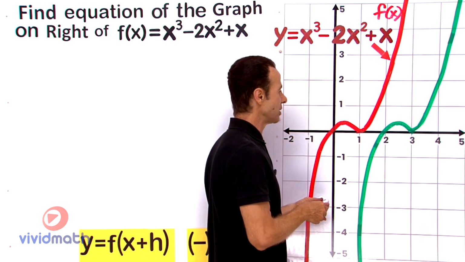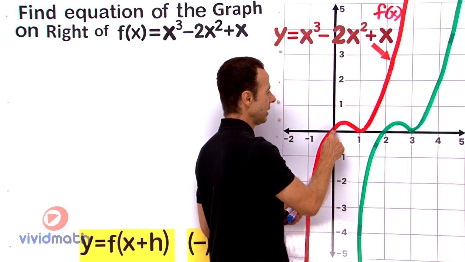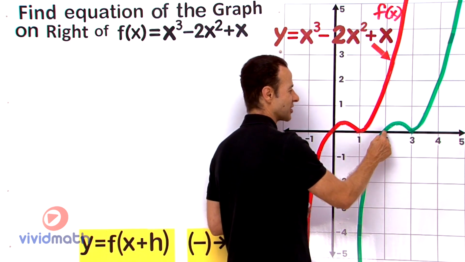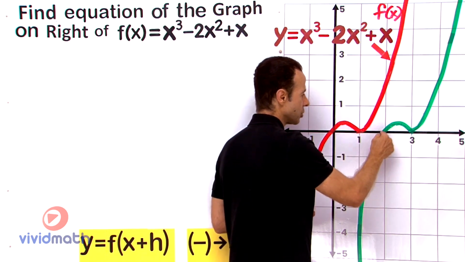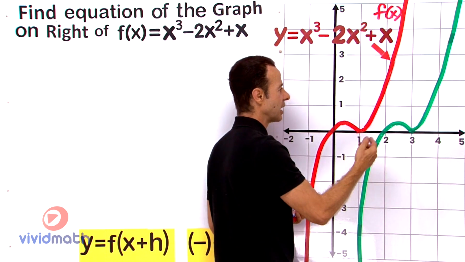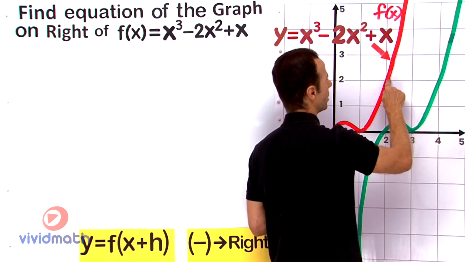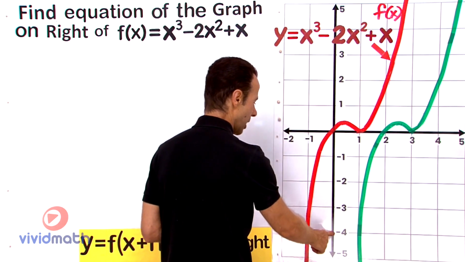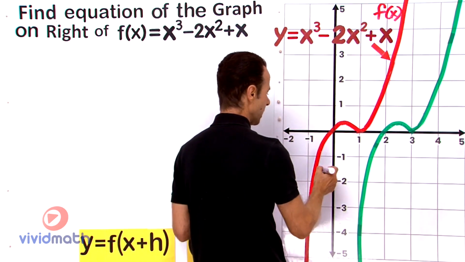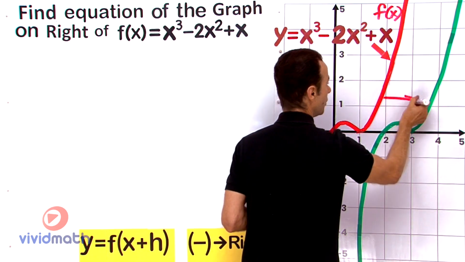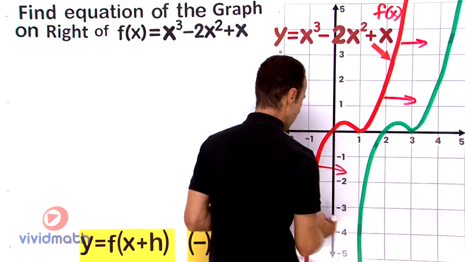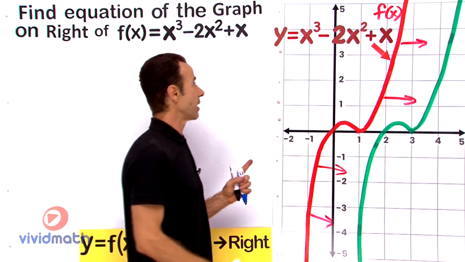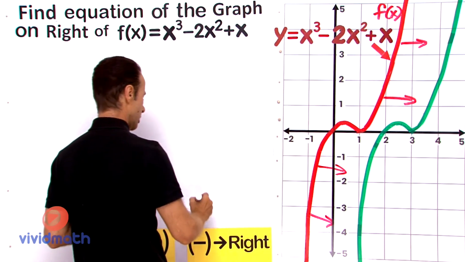Let's say I pick the point over here, right there at the origin. If I move, how many units do I need to go to the same point? Well, that'll be 1, 2. 2 units to the right. Okay, let's pick another point. Let me pick this point. 1, 2, 2 units to the right. Let me pick another point right over here. 1, 2, 2 units to the right. So that means we are moving to the right horizontally along the x-axis 2 units to the right.